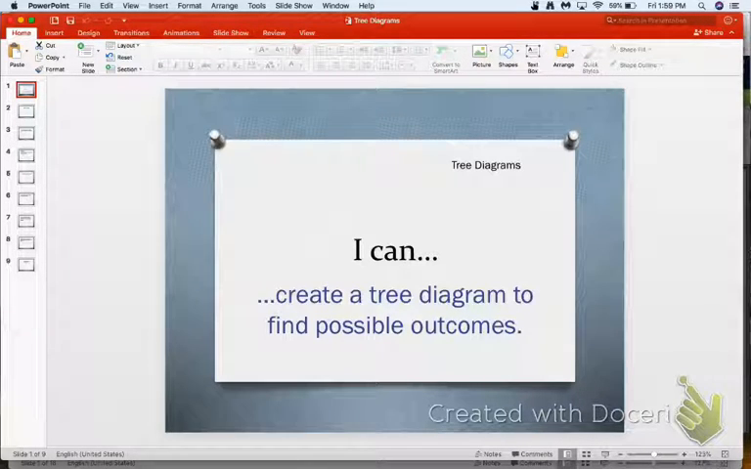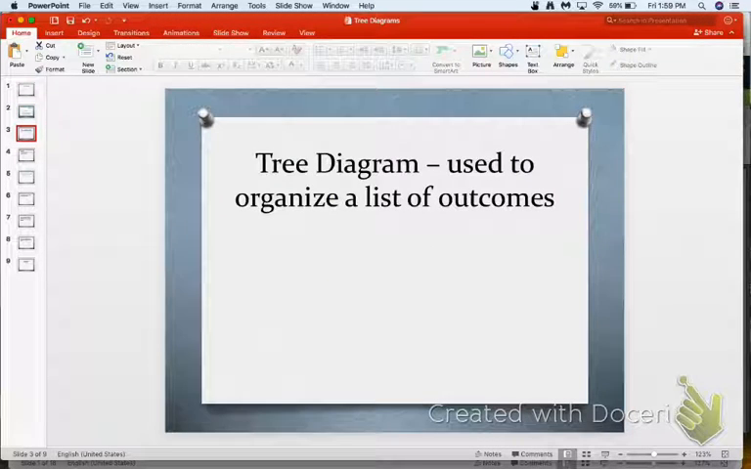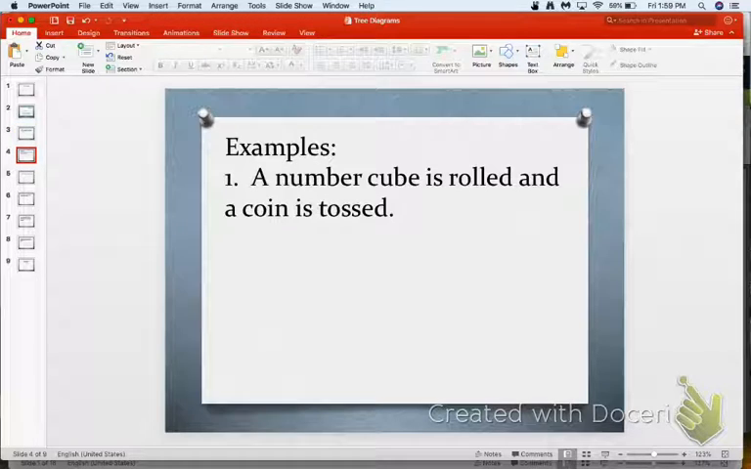So today we talked about tree diagrams. With our I can statement, I can create a tree diagram to find possible outcomes. So again, our topic is going to be tree diagrams. A tree diagram is used to make a list of outcomes. And we do it for a couple of reasons. It's an easy way to count how many outcomes we get, but it's also a very easy and efficient way of naming our possible outcomes. So let's do a couple where we have to do that.